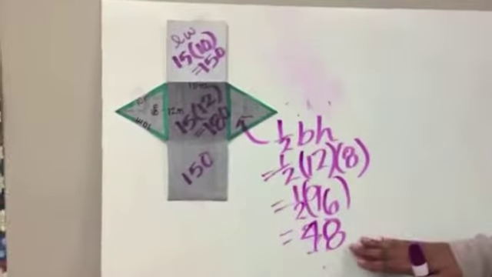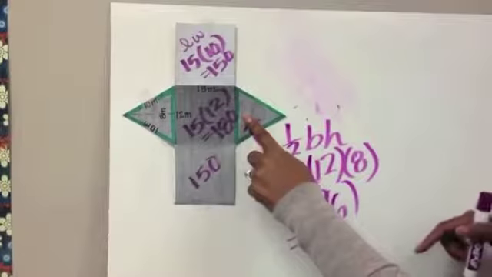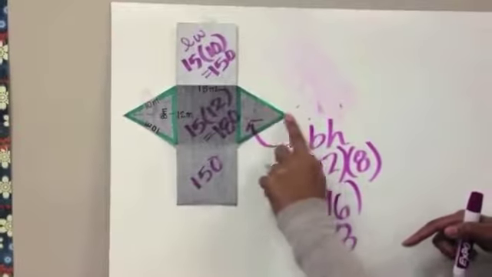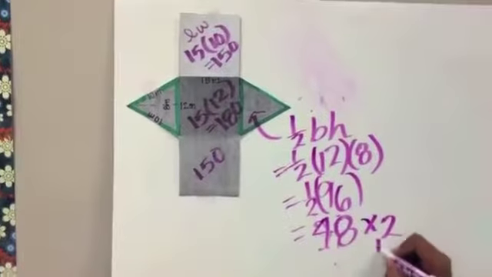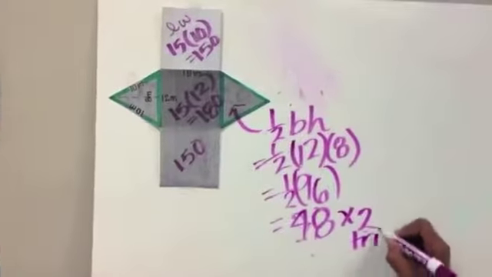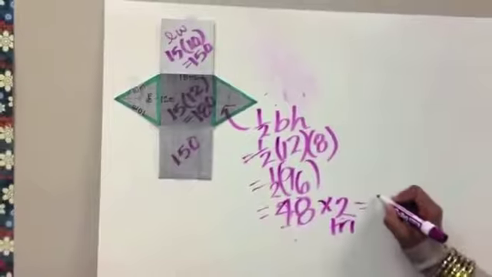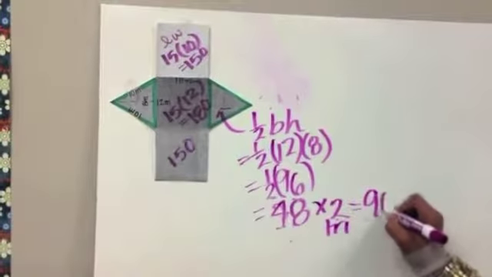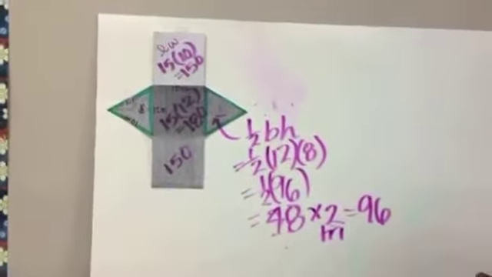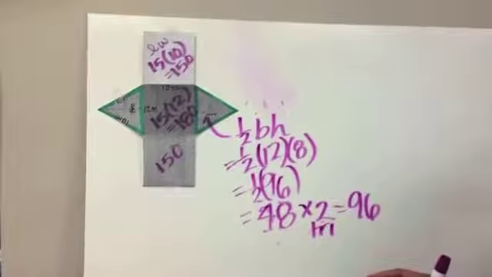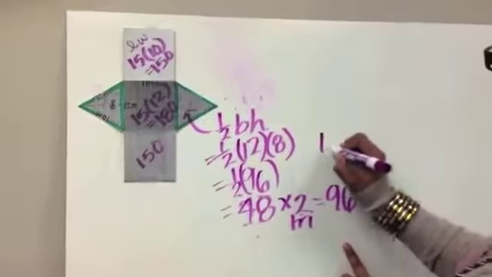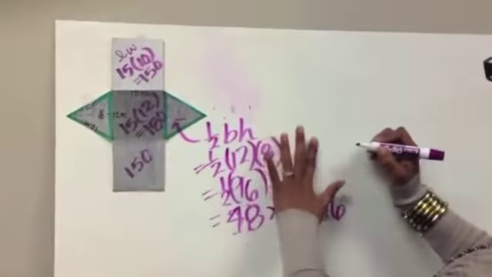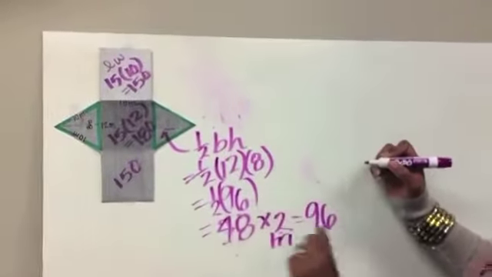All right, and so that's only one of my triangles. Remember, there are two of them. So times 2 triangles means that both of those would be an area of 96. So now I need to add all of those areas together to get my total surface area.